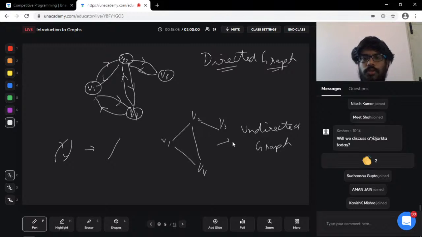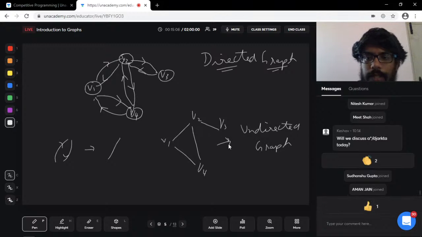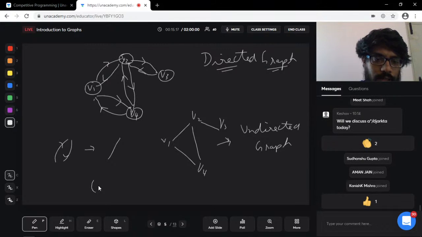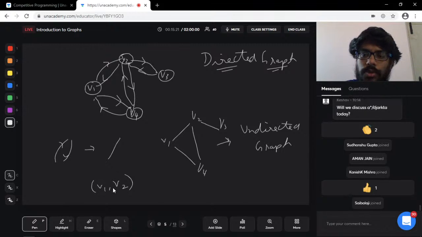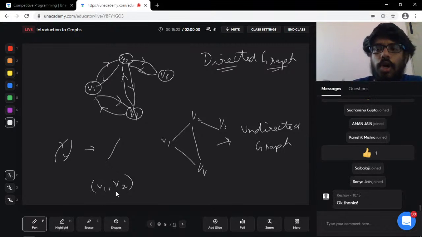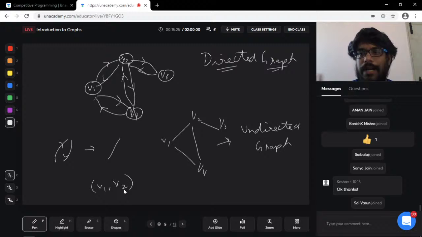So this is an undirected graph. Again, in an undirected graph the vertex set is the same. The edge set, instead of having V1, V2 meaning you can go from V1 to V2, now it will mean I can go from V1 to V2 or from V2 to V1. The direction doesn't matter. So this is an undirected graph.